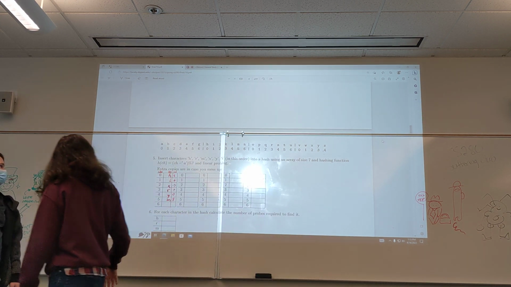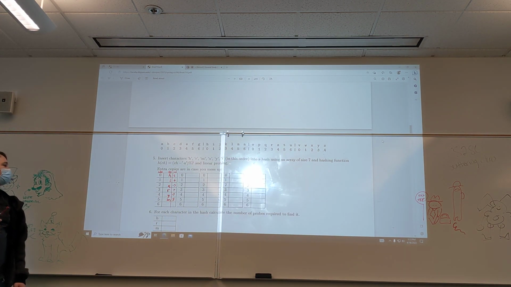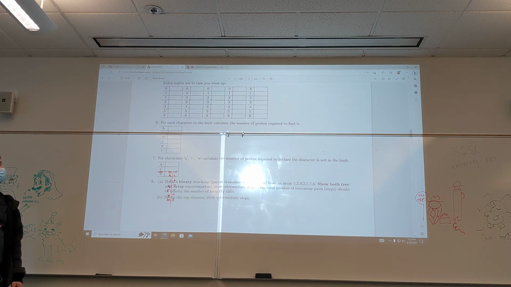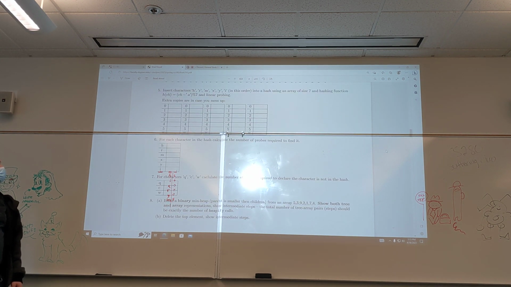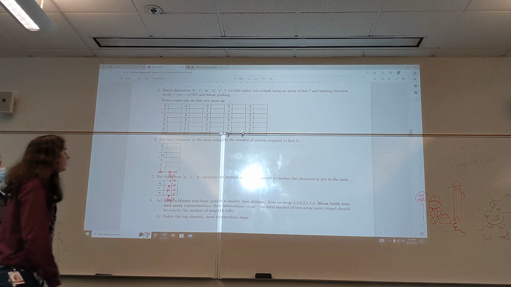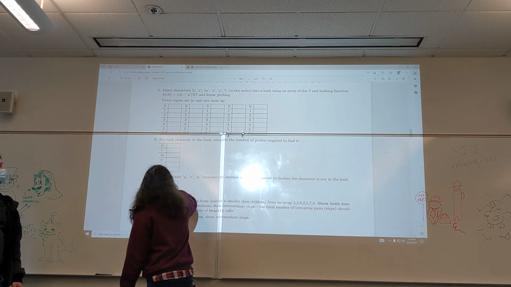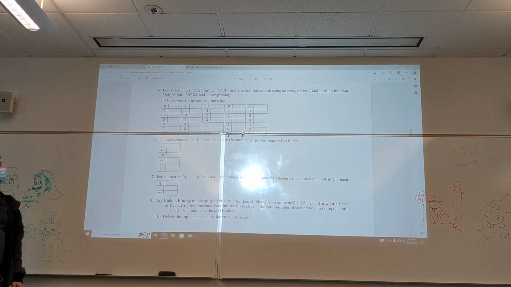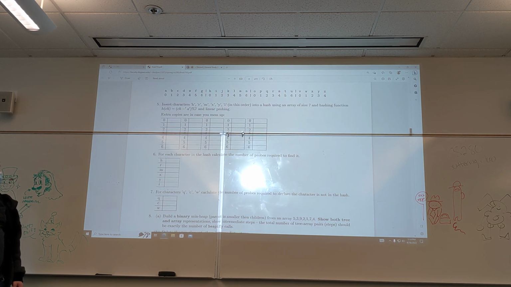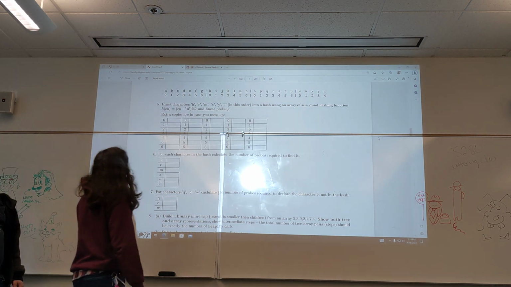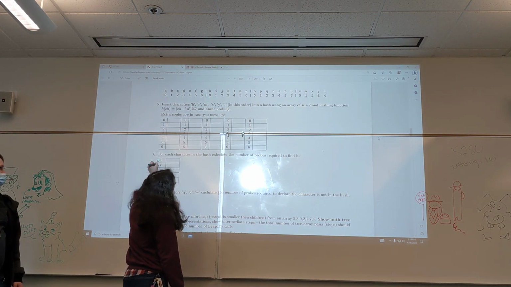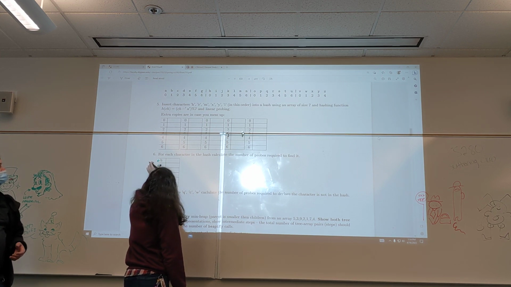Okay, for each character in the hash, calculate the number of probes required to find it, assuming linear probing again. So, I assume, at least because it doesn't mention. I'll scroll back up a little bit so you can see the key. All these are 0 except for Y, right? So yes, Y has 1, the rest have 0. H is 0, R is 0, oh wait, sorry, R is 3.